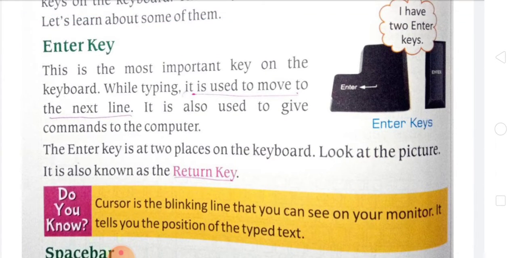Okay, whenever you go from the first line to the second line, or go to the next line. Okay, so do you know, student, the cursor is the blinking line that you can see on the monitor. It tells you the position of the typed text.